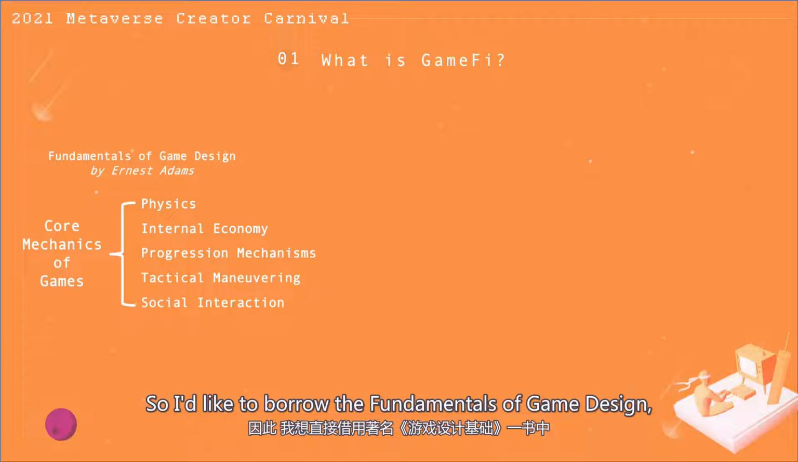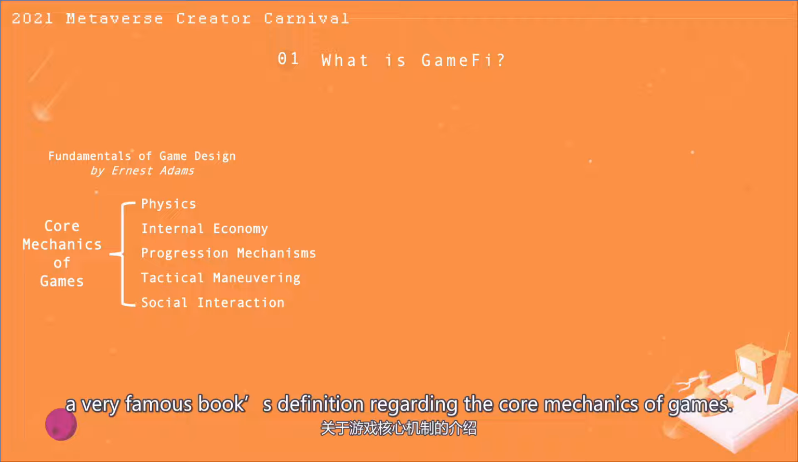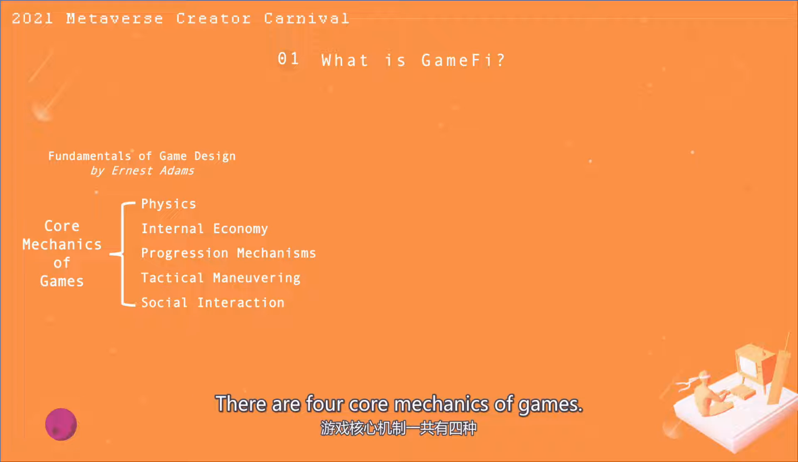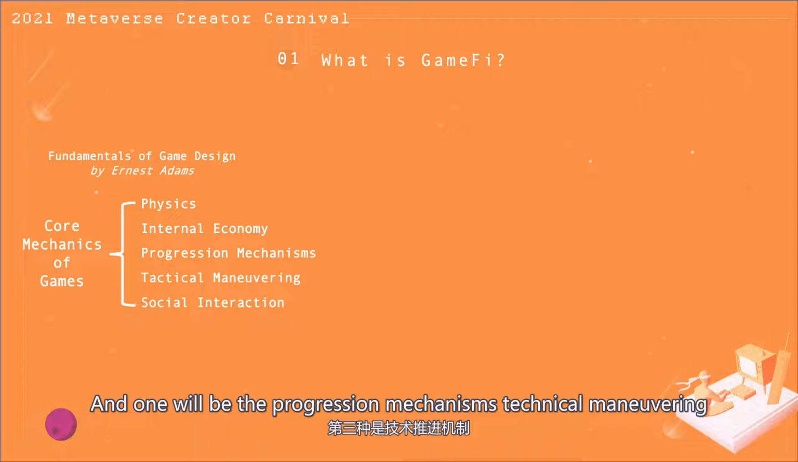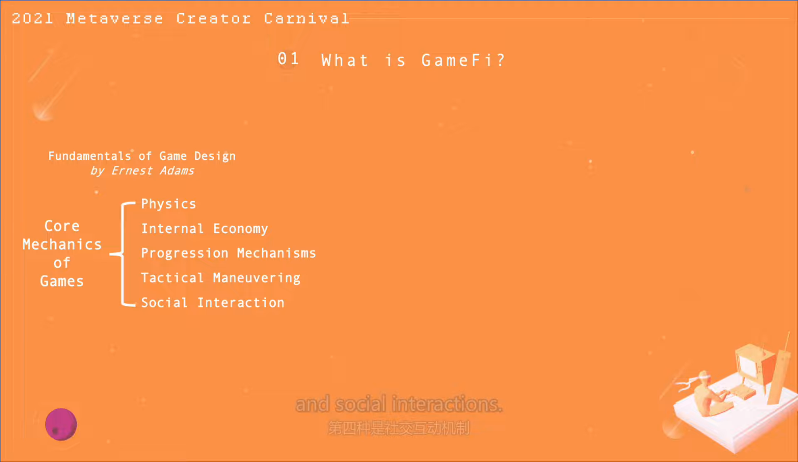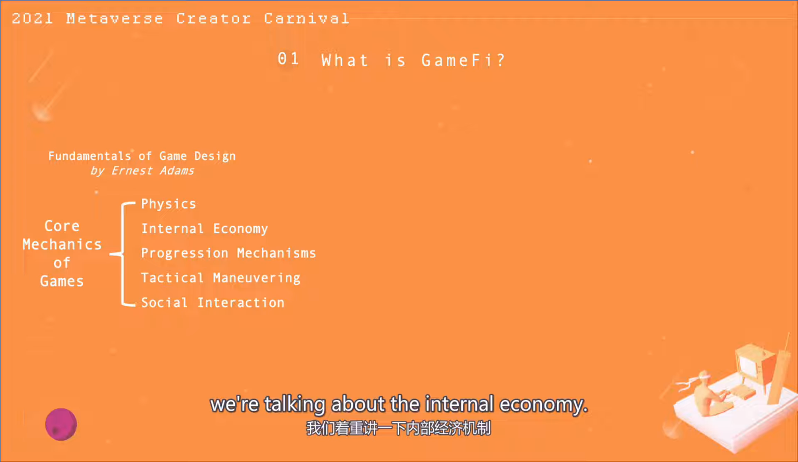So I'd like to borrow from the fundamentals of game design, a very famous book's definition regarding the core mechanics of games. There are 4 core mechanics of games. One will be the physics, one will be the internal economy, another one will be the progression mechanisms, tactical maneuvering, and social interactions. And today, of course, we're talking about the internal economy.